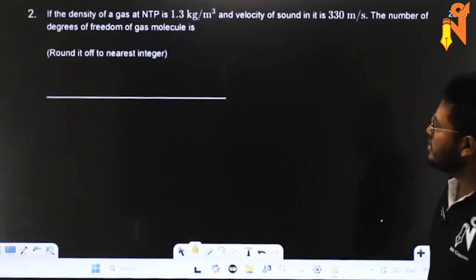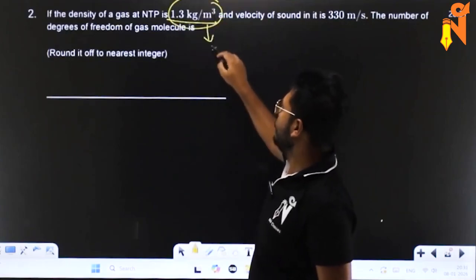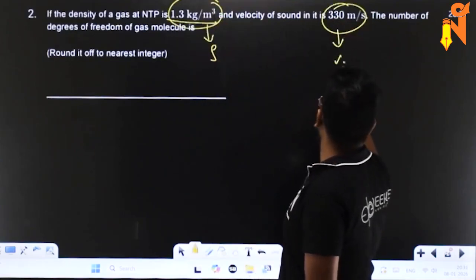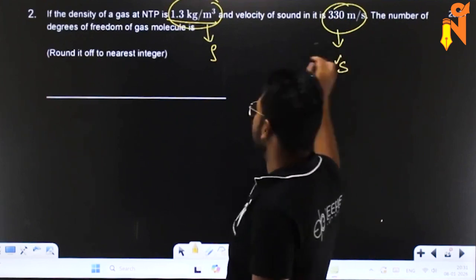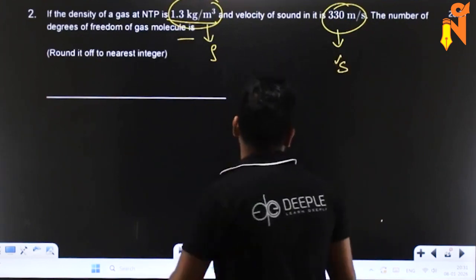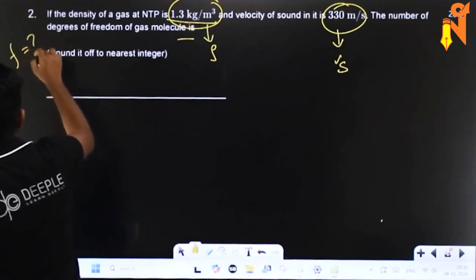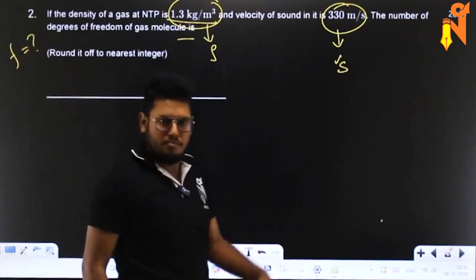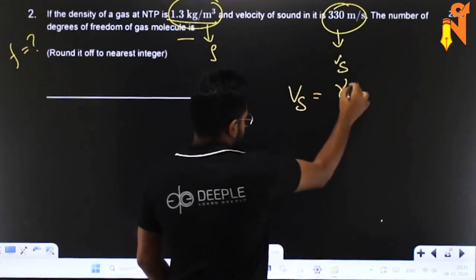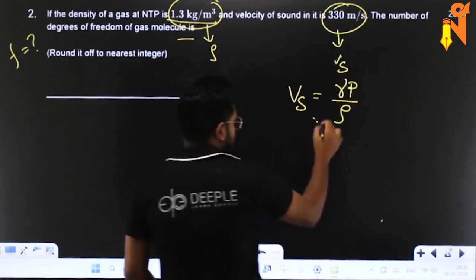So if the density of a gas at NTP is this, so density means rho, and the velocity of sound, the number of degrees of freedom of the gas molecule is. Let's see how to do that. So basically they are asking about f. Simple story is that I can write velocity of sound is root of gamma p by rho.